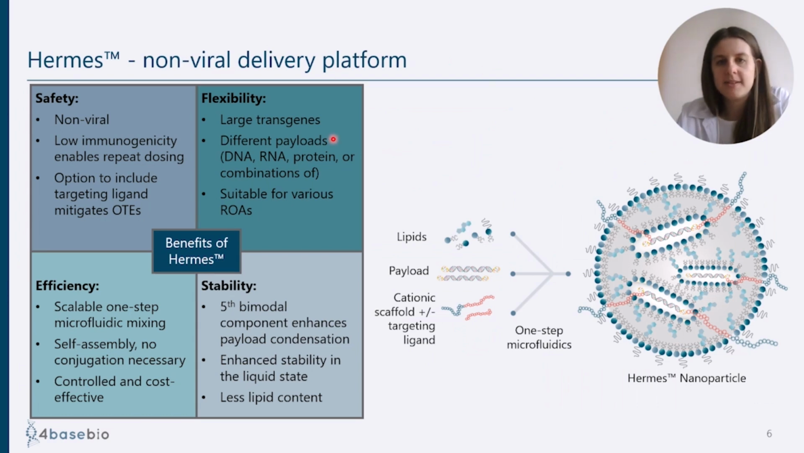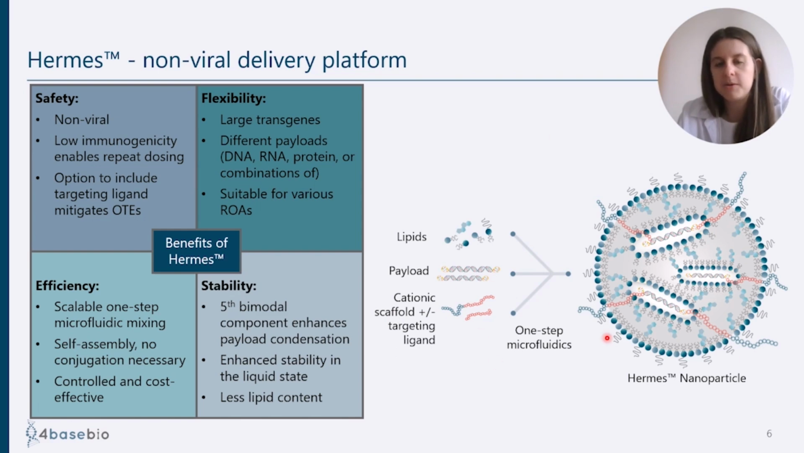So Hermes is our internal non-viral delivery platform. We use all of the conventional lipids of an LNP, but where this platform differs is that we also add a cationic scaffold to the nanoparticle, to which we can add other modalities such as a targeting ligand depending on the application, or we can use the cationic scaffold in isolation for stability purposes.